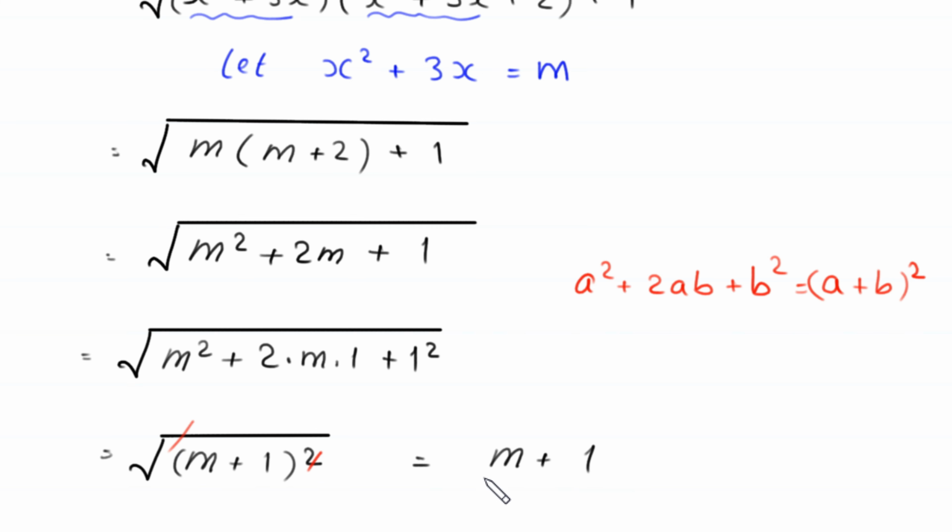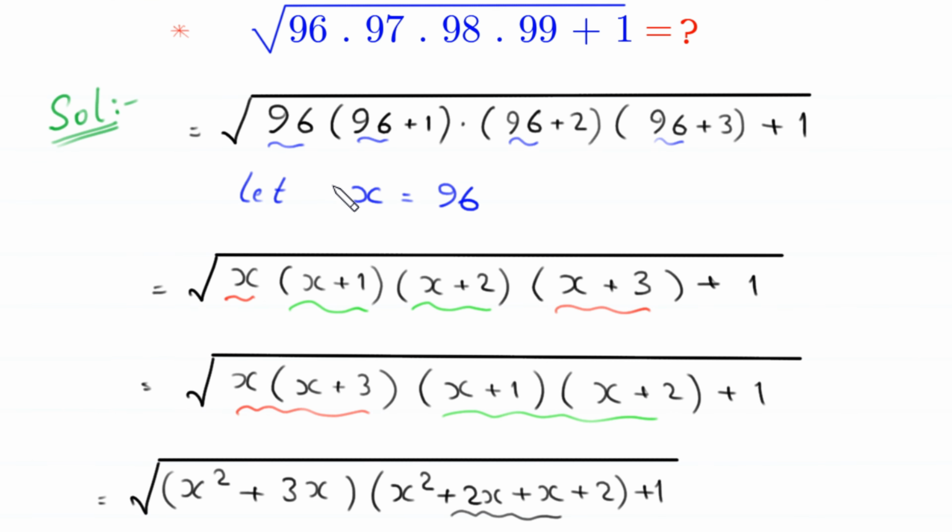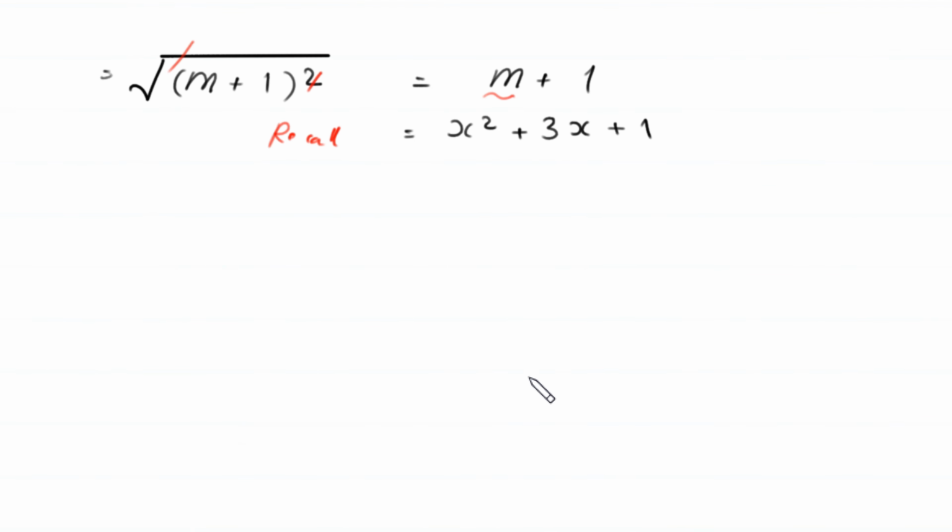Now we replace this m with this x squared plus 3x, then this expression will become x squared plus 3 times x plus 1. Now recall that x is equal to 96. So this expression will become 96 squared plus 3 times 96 plus 1.